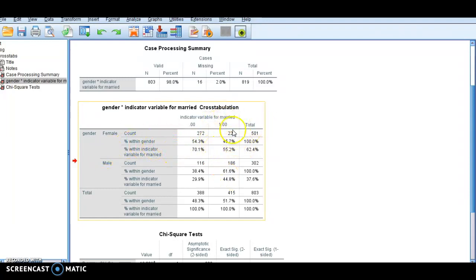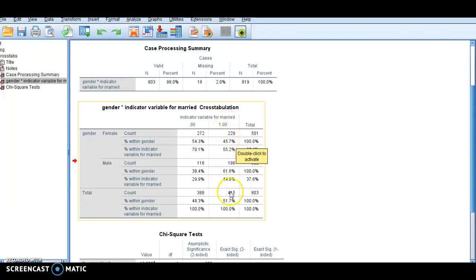And so I know it's somewhere in here, but I'm not sure if it's 45.7 or 55.2. So again, I'm saying, of those who were married, so this column, what percent were female? I could figure that out because this column has everyone in it who's married. There were 229 females and 186 males for a total of 415.